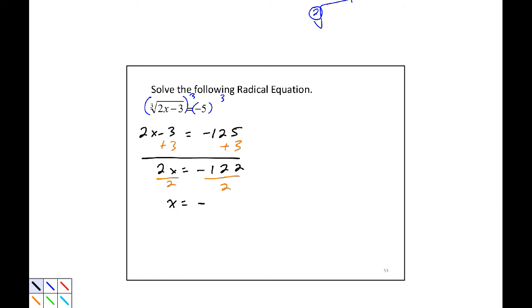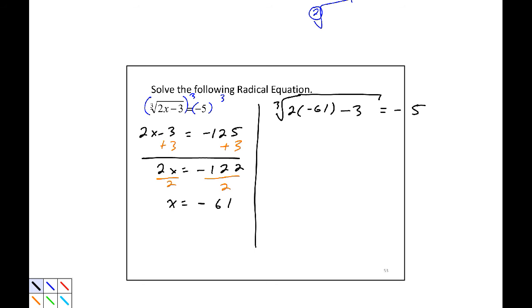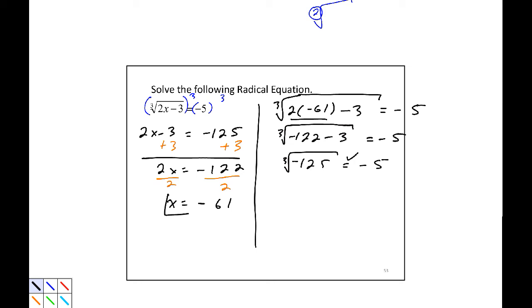x equals negative 61. Now let's check this. We always need to check. So the cube root of 2 times negative 61 minus 3 equals negative 5. Well, that would be negative 122 minus 3, negative 125, and that is in fact negative 5. So negative 61 is a valid solution.